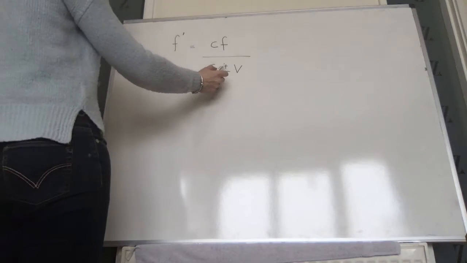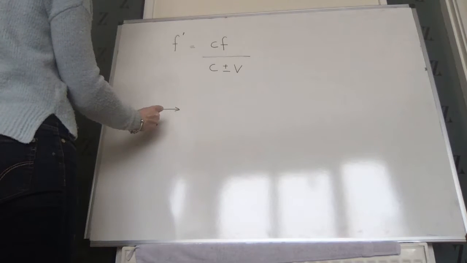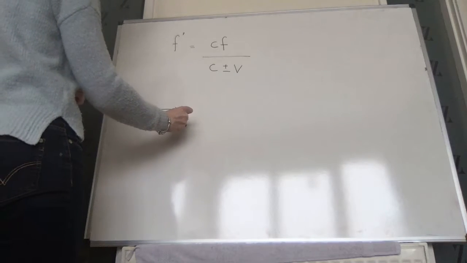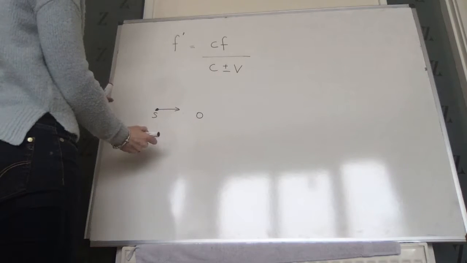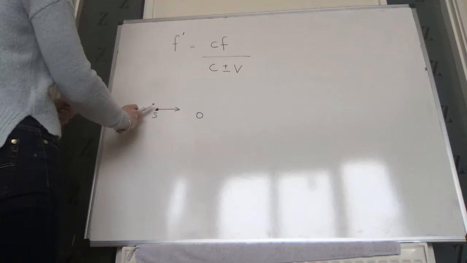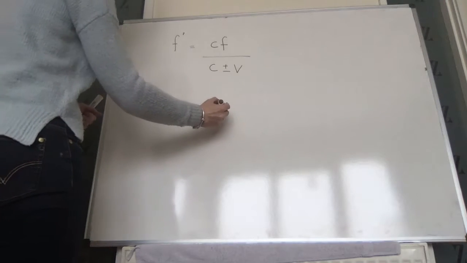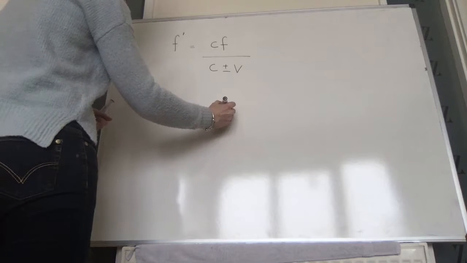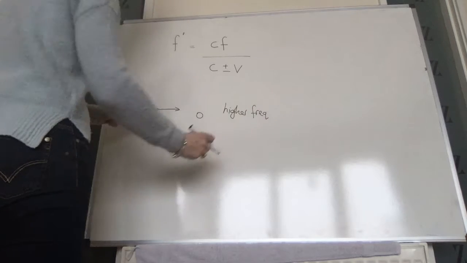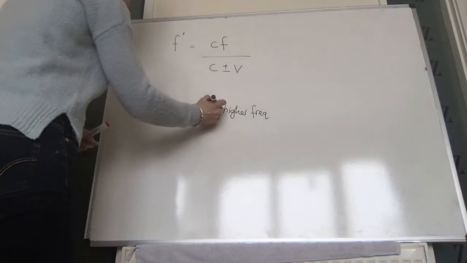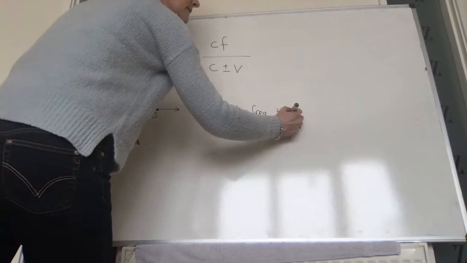Okay, the reason you're going to see that is, in the situation where I'd shown you where the source is moving towards the observer, now it could equally be the observer moving towards the source, it's just relative to each other. So when the source is moving towards the observer, then the observer will experience a higher frequency than the actual frequency. So F dash will be a higher frequency than F.